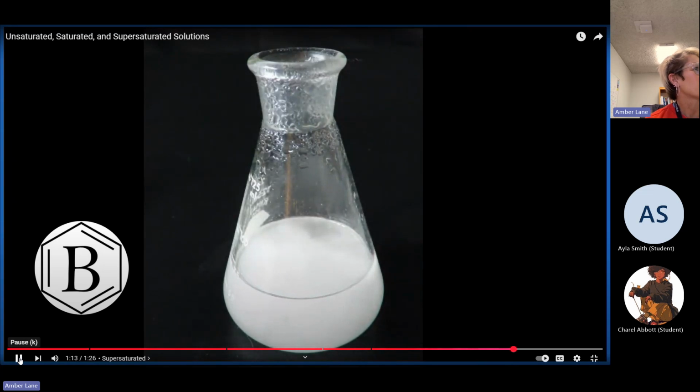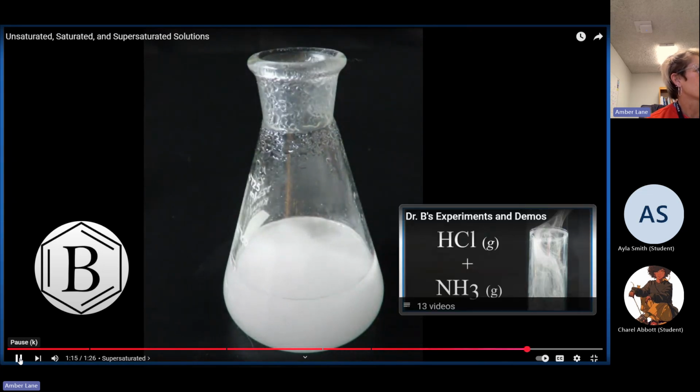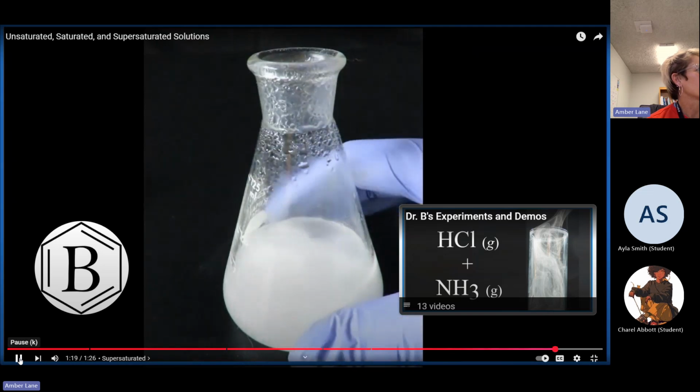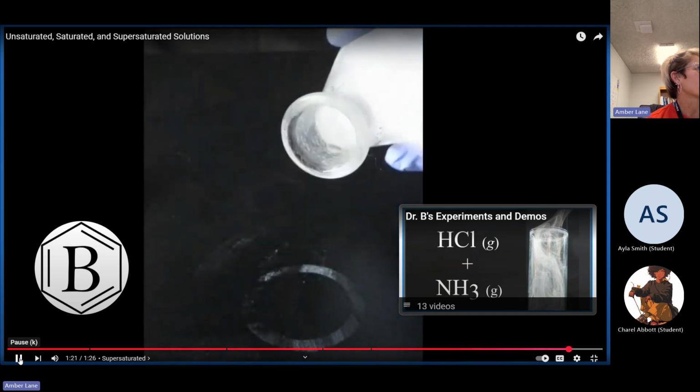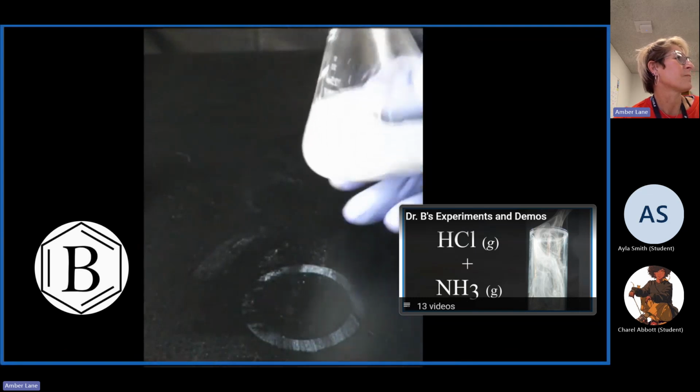We can heat it up again, then let those crystals dissolve, and as we let it cool down, we'll have our supersaturated solution again. This is Dr. B with Supersaturated Solutions. Thanks for watching.